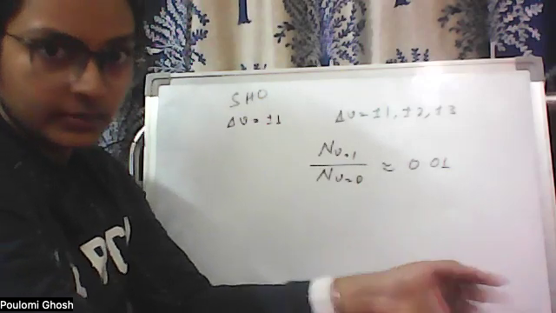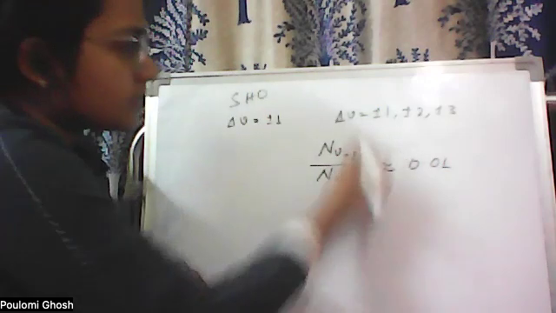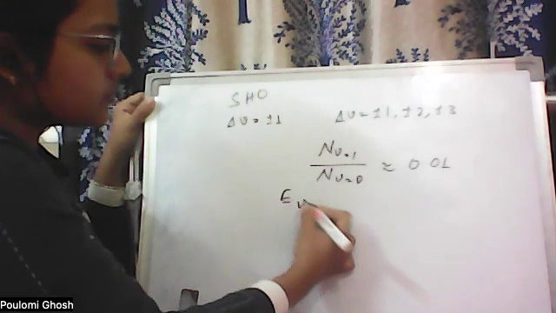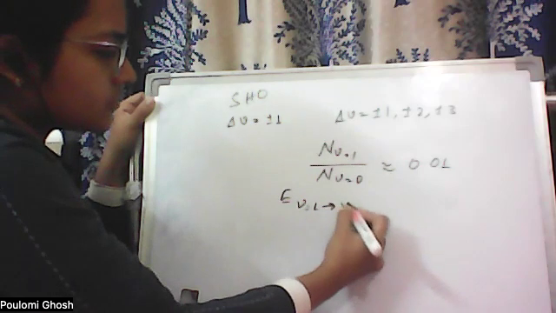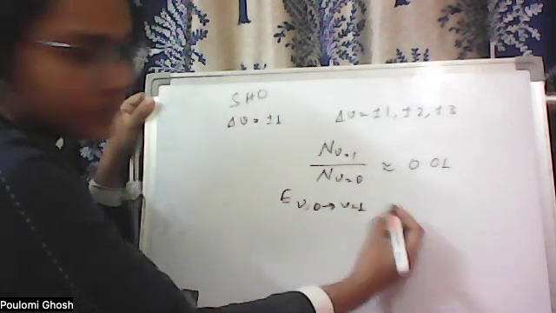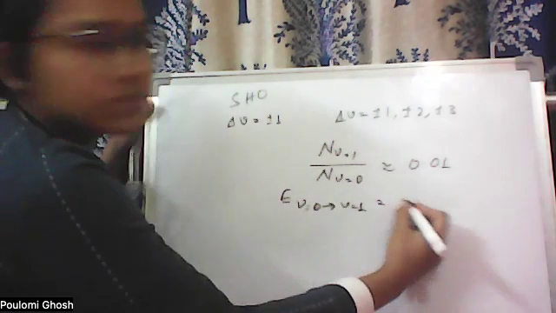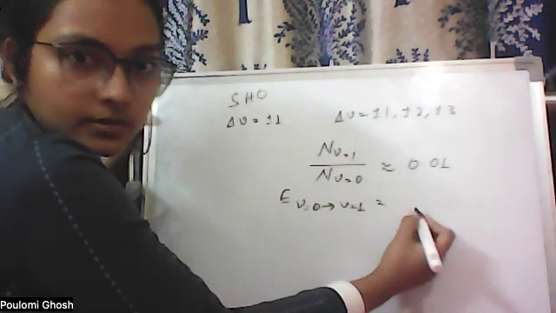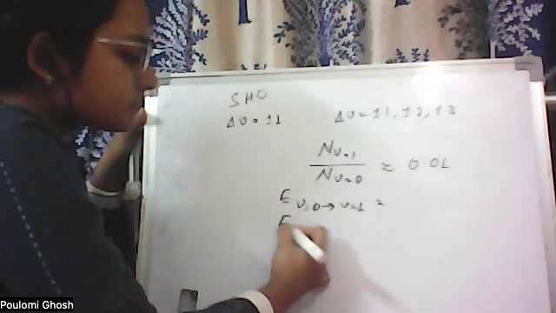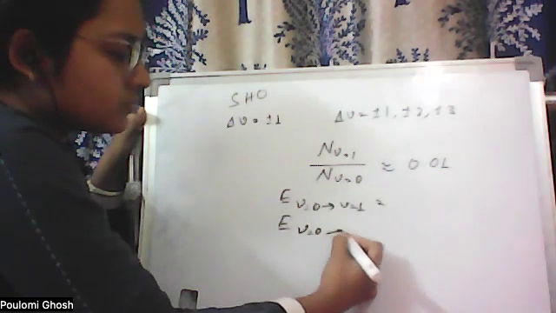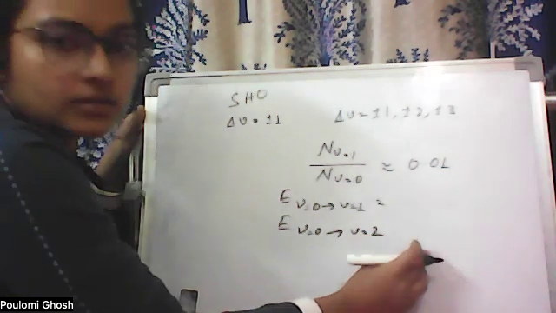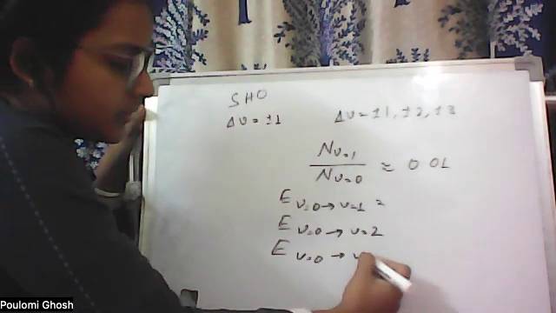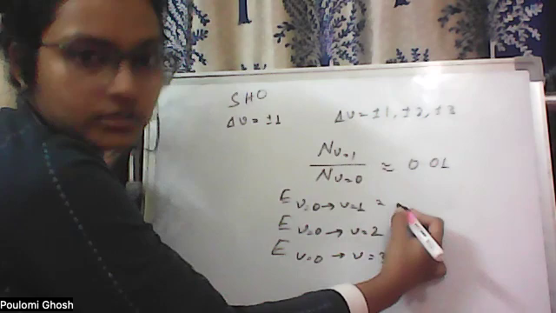So if we calculate from the selection rule, that means if we consider the vibrational energy from V equals 0 to V equals 1, then we will get the vibration energy, which is known as the fundamental band, a fundamental spectrum. And if we consider the V equals 0 to V equals 2 level, that is our first overtone, and the energy regarding V equals 0 to V equals 3 is the second overtone.